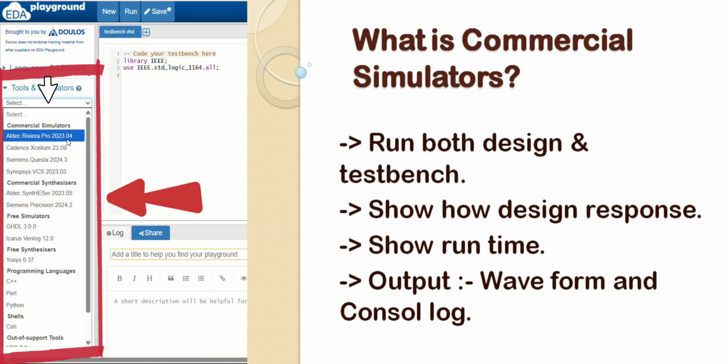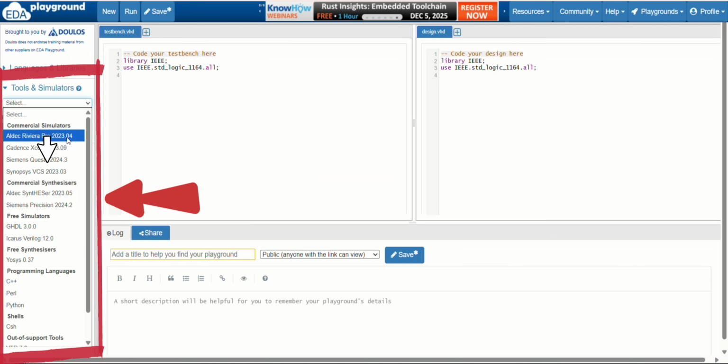Means the output, which is formed as a waveform, gives you an EPWave image that will be shown to you as an output. And the console log, where all tests are passed, will appear here. These things are done by the simulator's part. Now what does the synthesizer do?